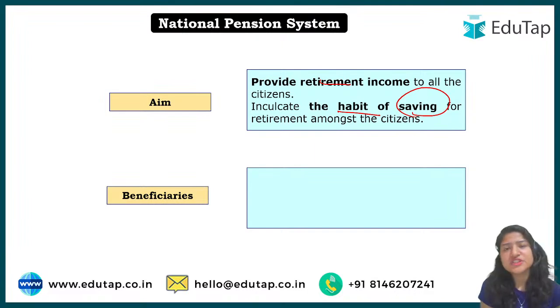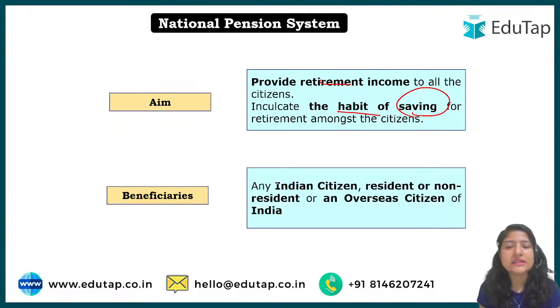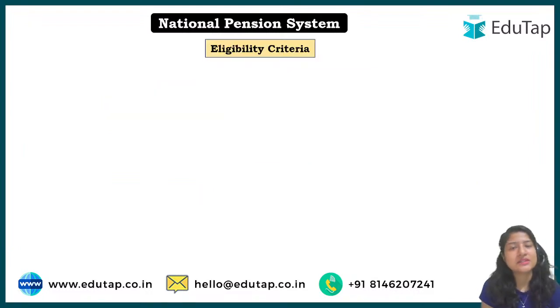Beneficiaries are any citizen of India, be it a resident, be it an NRI, be it an overseas citizen of India, all can be part of the national pension system.